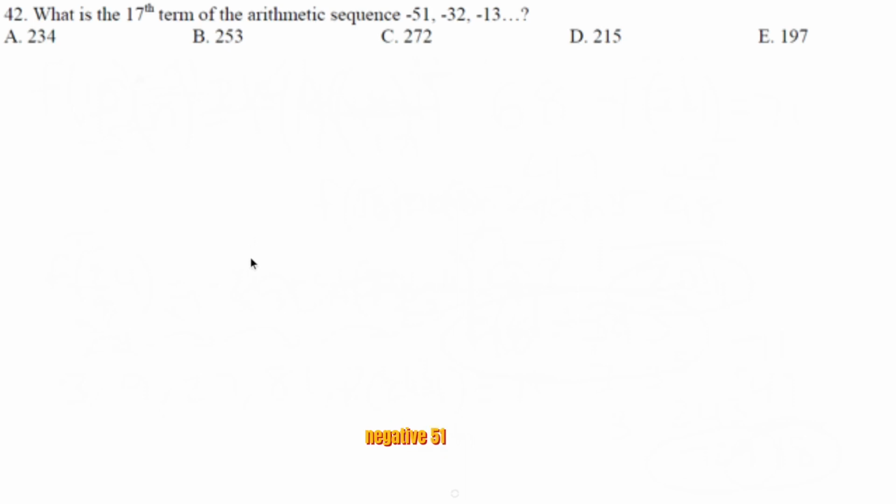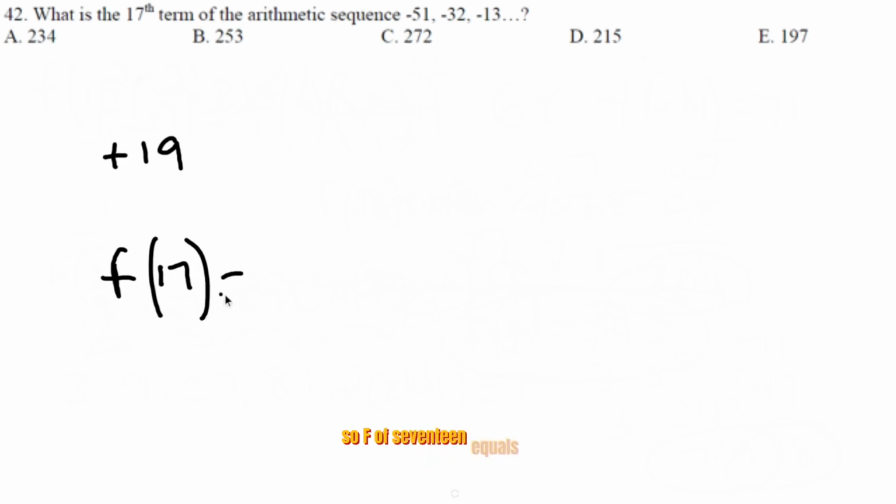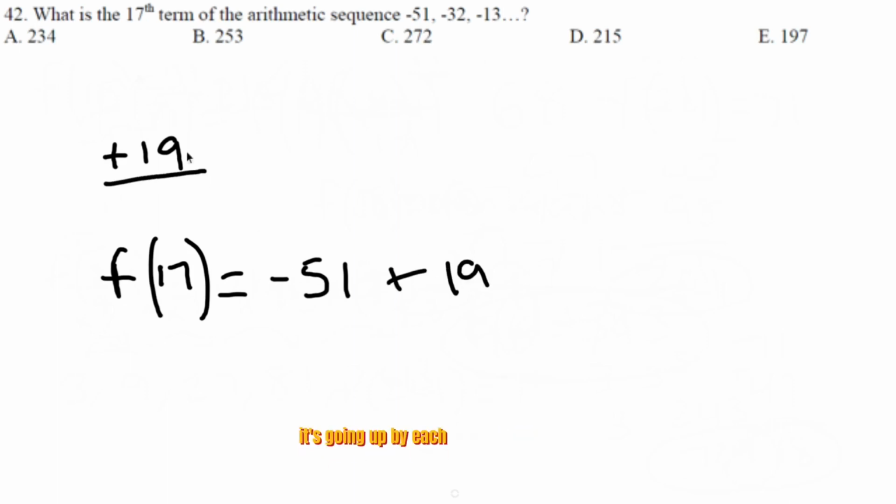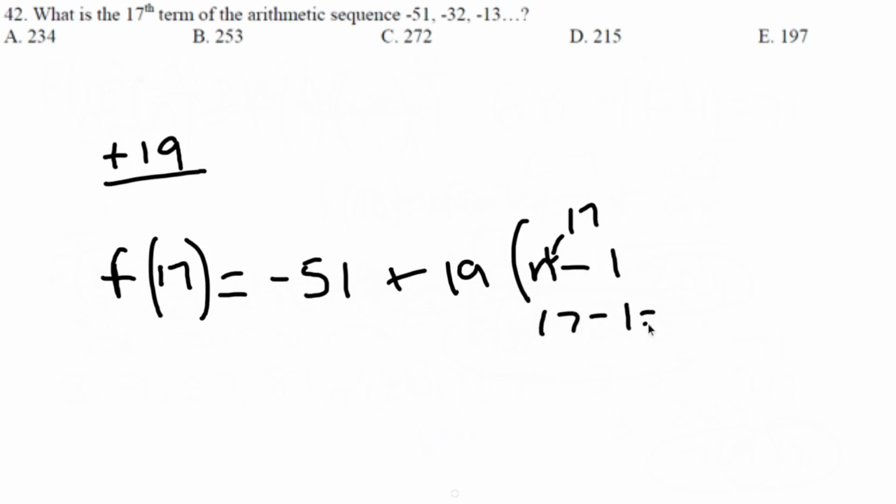Next, what is the 17th term of the arithmetic sequence? Negative 51, negative 32, negative 13, etc. Alright, so in this arithmetic sequence, each time it's going up by 19. So now that we know that, let's solve for the 17th term. So f of 17 equals f of 1, which is negative 51, plus 19, because that's the common difference, or whatever it's going up by each time, times n minus 1. And in this case, n is 17. So 17 minus 1 is 16.